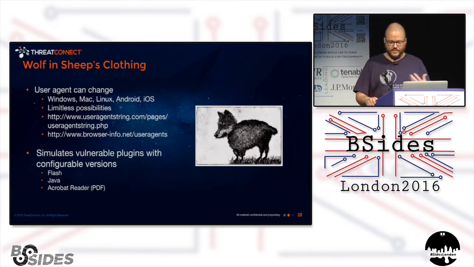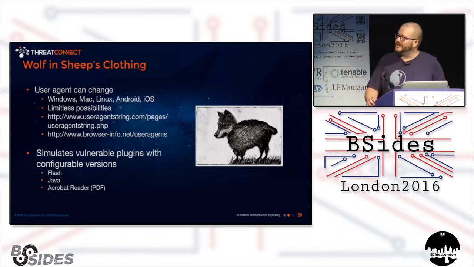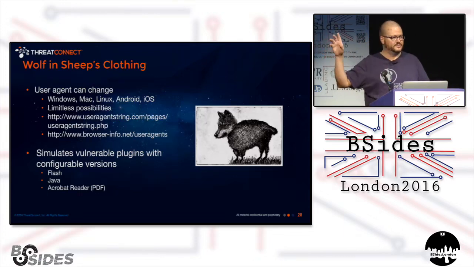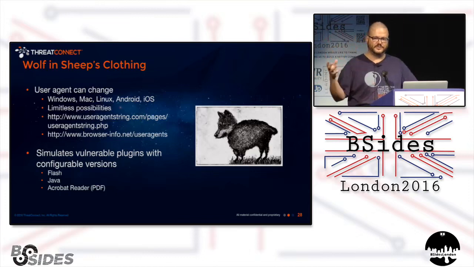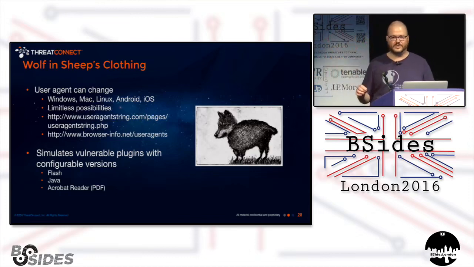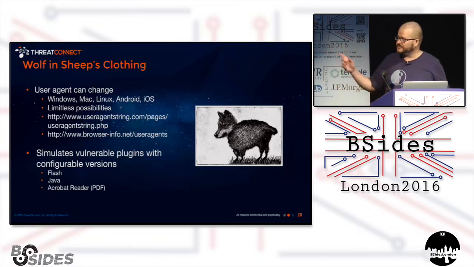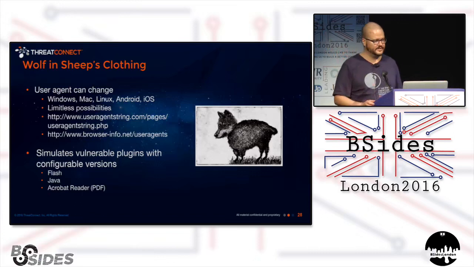So one of the things that you can configure is the user agent. You can change the user agent to be almost anything you want. And these are 2 sites that I use when I want to configure my user agent and be a little bit stealthful, or try to find one that malware is actually looking for. So this top one is user agent string. This is just a library of almost every known user agent string. And then browserinfo.net user agents.